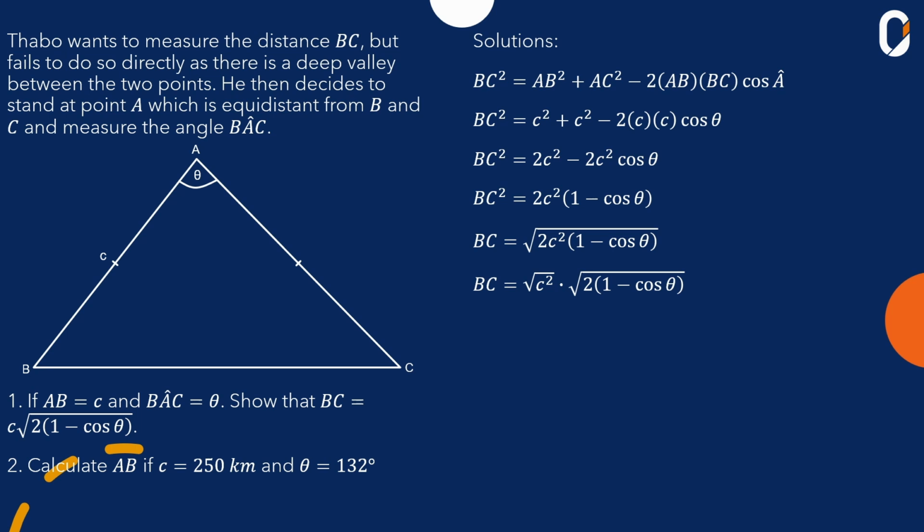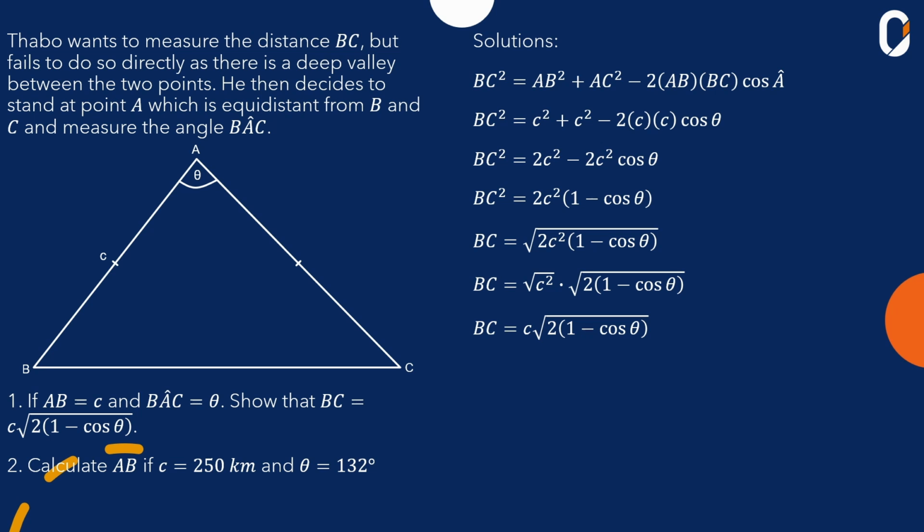Now, simplifying that, the square root of C squared will fall into being just C. The square will fall off, and hence I will have BC is equal to C multiplied by the square root of 2 all multiplied by 1 minus cos of theta, and hence I have shown that BC is equal to C multiplied by the square root of 2 times 1 minus cos of theta.